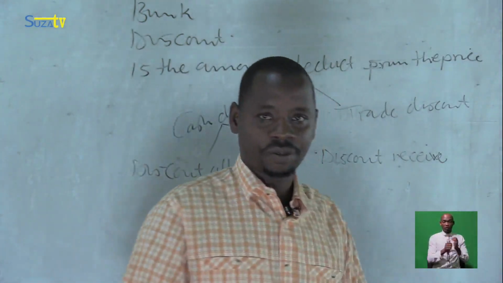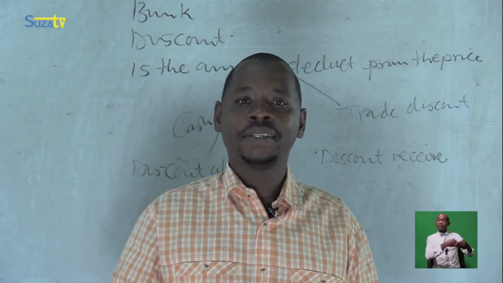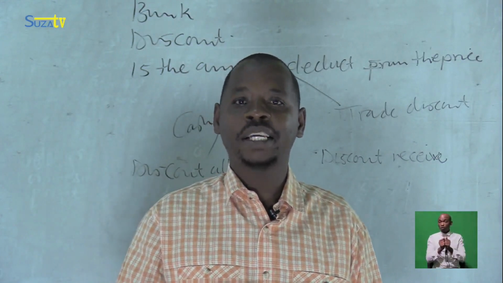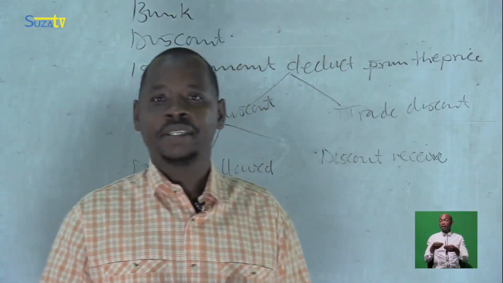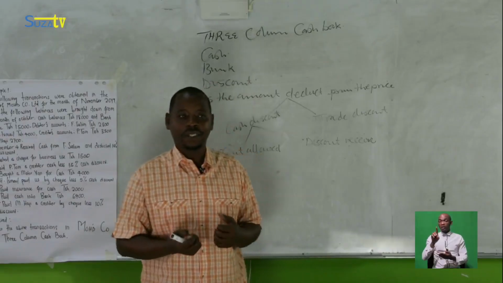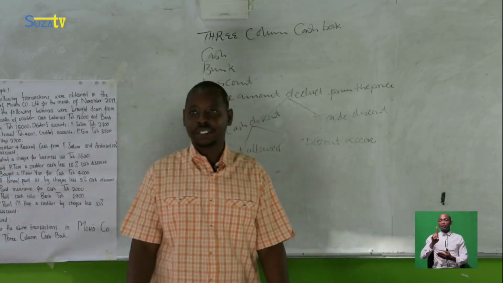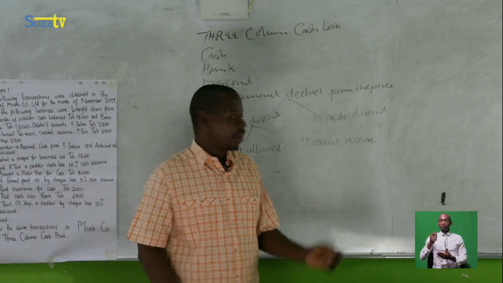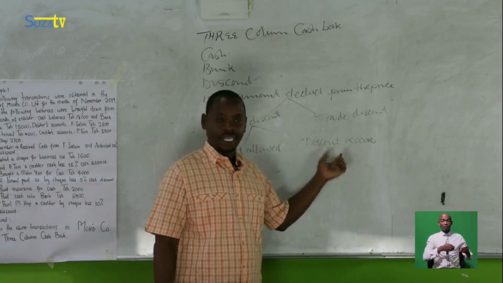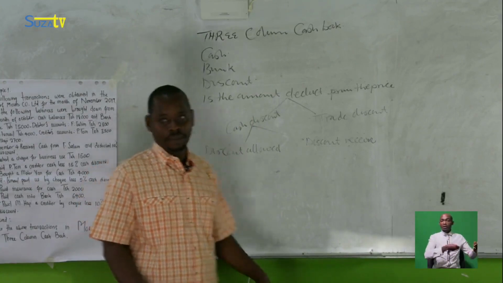Discount received. When a trader buys goods from a supplier, the supplier will give the trader a certain amount as a discount. This discount is known as discount received. This one comes from suppliers, and this one goes from seller to customer.